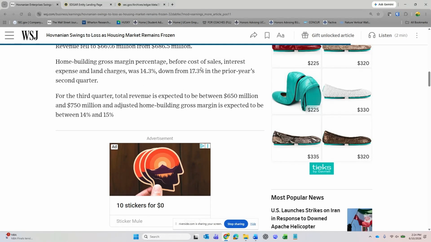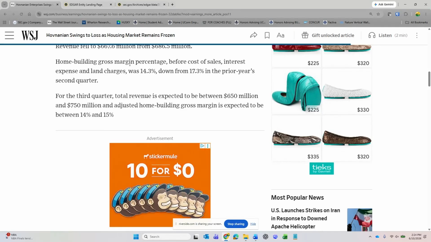As it is, because of the grammatical choices of the commas here, it certainly makes it sound like they're calculating the gross margin before cost of sales, which is an impossibility. Instead, this just happens to be a non-GAAP number, not a generally accepted accounting number. So they're adjusting their cost of goods sold to be exclusive of interest expense and land charges. And they're saying the sales minus this adjusted cost of goods sold leads to a margin that's 14.3%, which is down from 17.3% prior.